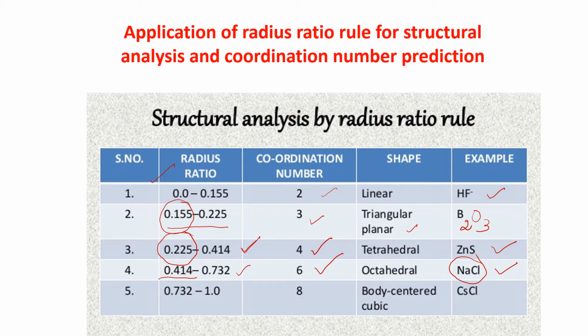Now, for body-centered cubic, where the coordination number is 8, the radius ratio is 0.732 to 1. And 0.732 is the ideal value. The example is CsCl.